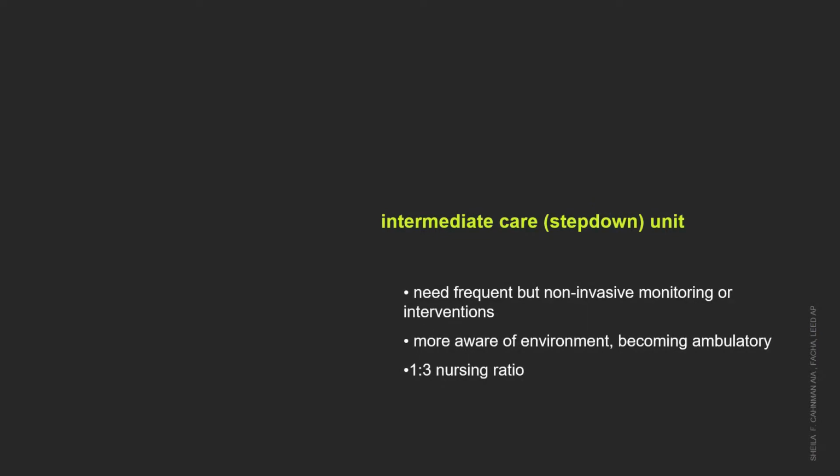The next level down from intensive care is intermediate or step-down care. These are patients that need frequent but non-invasive monitoring or interventions. So they may be monitored, but they don't need the constant supervision. They're more aware of their environment. They're starting to become ambulatory. They're starting to be able to get out of bed. And a more typical nursing ratio here would be 1 nurse per 3 patients.